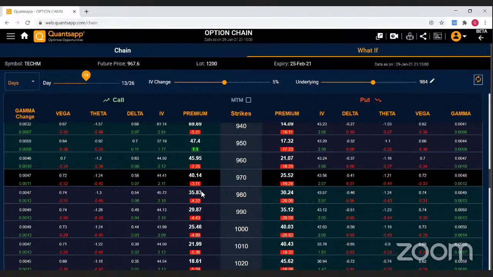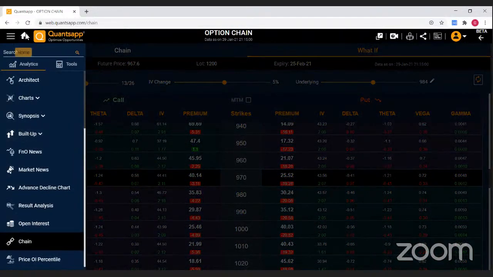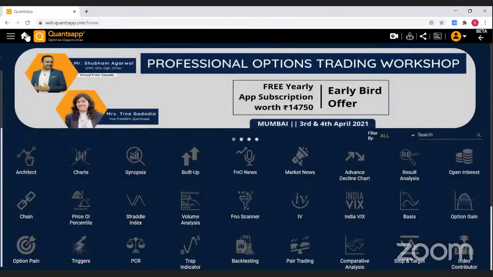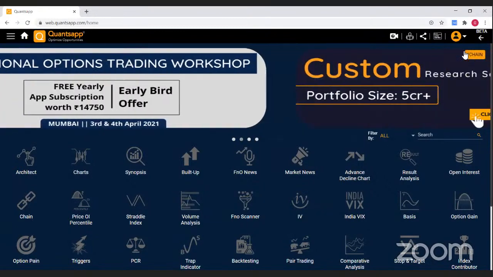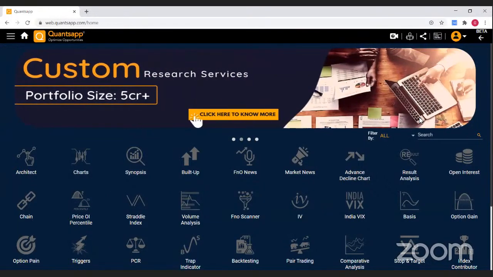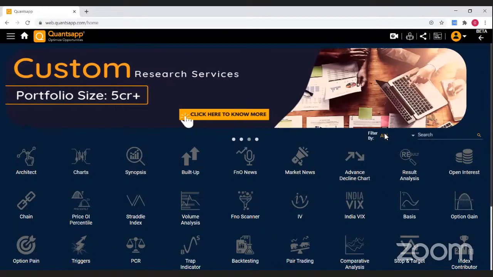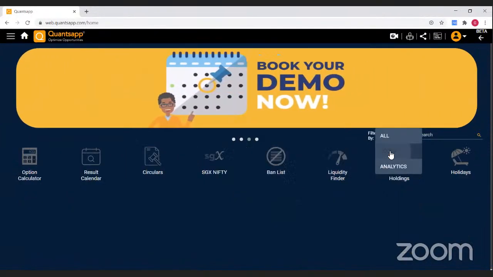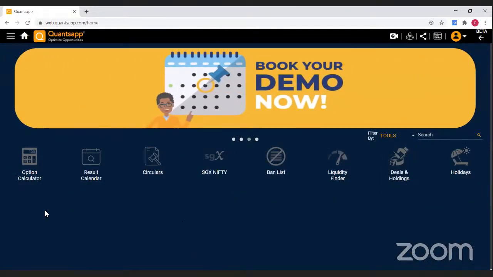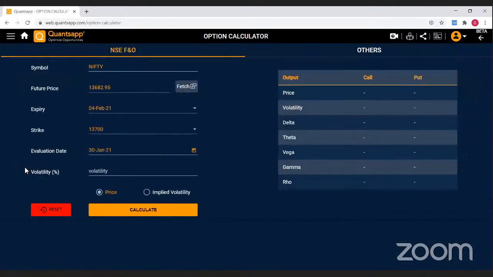So now we'll move to the last part of our session. And after that, we'll take the question answer. We'll go to the tools. So now today we are looking into the option calculator. And this is based on the Black-Scholes model.